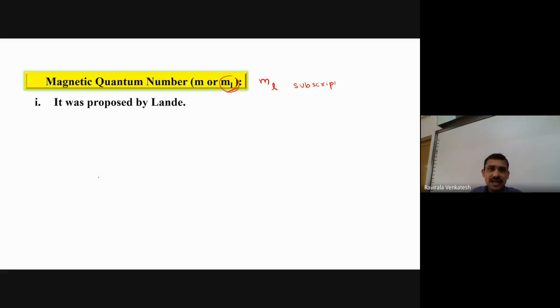Right. Now, who proposed this one? Landé. Landé proposed this quantum number, called the magnetic quantum number, isn't it? Proposed by Landé. Now, what does it explain? It is denoted by ML. Just now we saw this one, L it is. It looks like one, but it is L only.